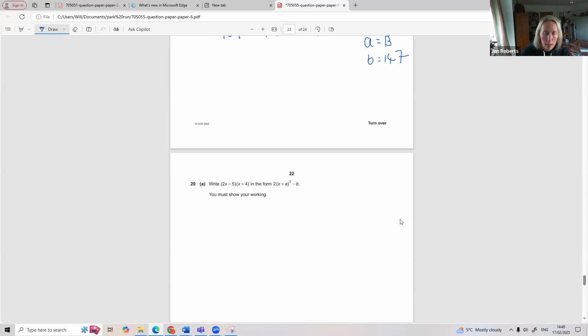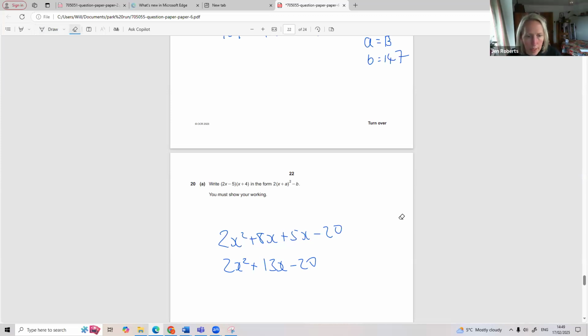Write this in that completed the square version. I'm going to expand my brackets first. 2x squared plus 8x minus 5x minus 20. Simplify. We need to complete the square with that next. So to complete the square, so that should be minus 5x here.